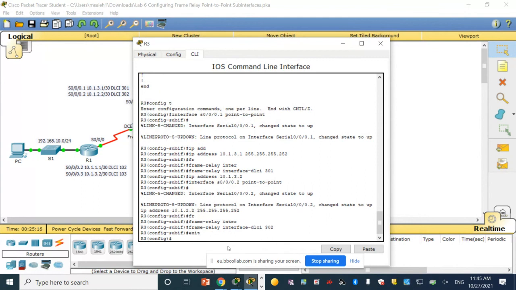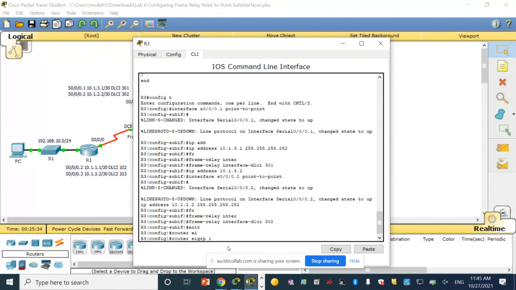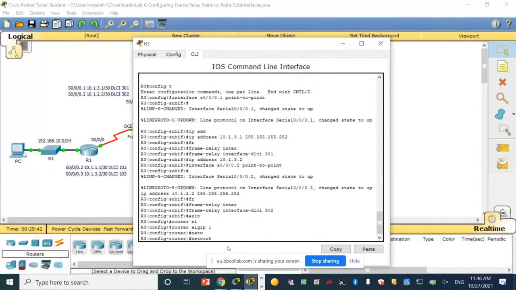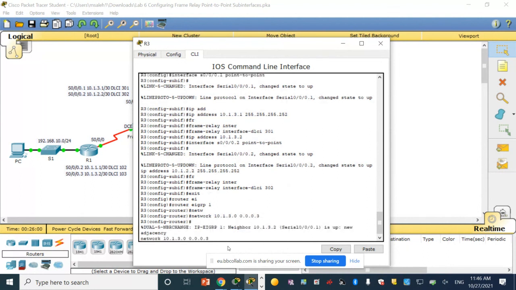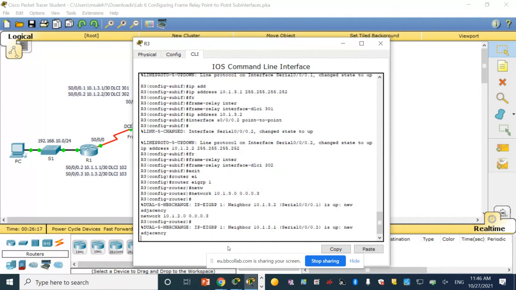Now we set up the routing entry, the routing table. Okay, so we'll do router EIGRP, setting up the routing on router 3, and then the autonomous system is 1. We cannot have different autonomous systems, it will not work. They should all use the same autonomous system. And the network here is 10.1.3.0, and I will tell you why now. 0.0.0.3. This is my wildcard mask. Okay, the second network is 10.1.2.0, and this is using 0.0.0.3 wildcard mask. Okay. We are done.